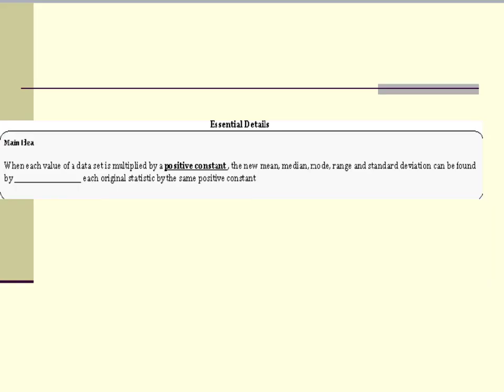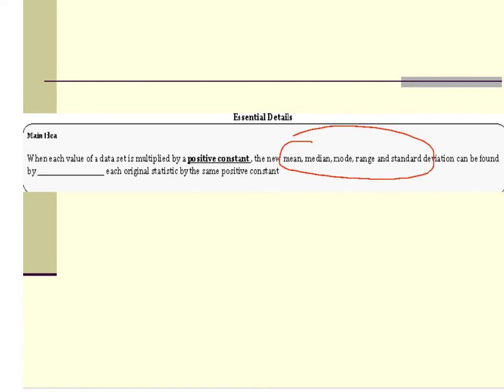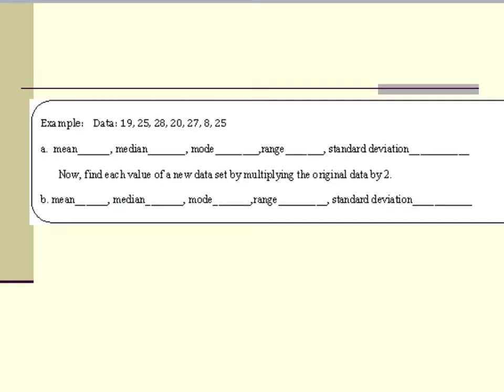And I need to classify this in 2 ways. I need to look at the fact that you have a multiplication of a positive number and multiplication of a negative. So we're going to start with positive first. Mean, median, mode, range, standard deviation. So if you notice, all 5 statistics can be found by multiplying our original by the new constant. And so in this case, when you multiply, everything changes.